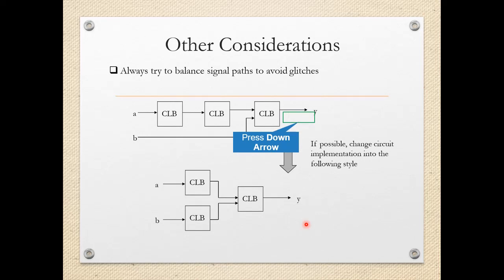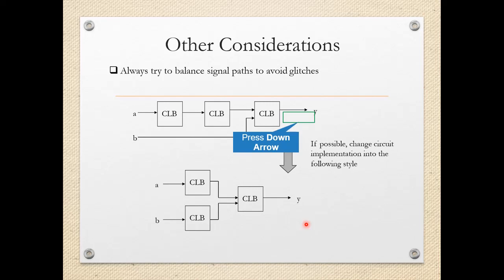Then another consideration that we have to take is always try to balance the signal path to avoid the glitches. Now here the implementation of the logical expression is done in which the inputs are A and B and output is Y. This is the first arrangement in which CLB 1 and then CLB 2 is coming and then CLB 3. So A has to travel through 3 CLBs, B has to travel only through a single CLB. So there is no balancing. This signal will reach early, this will take much time. So path delay will be more over here.